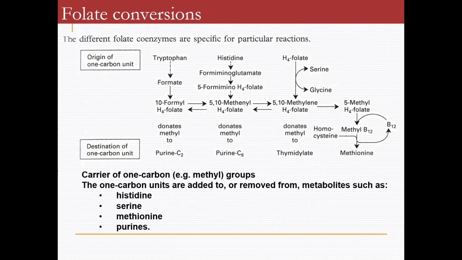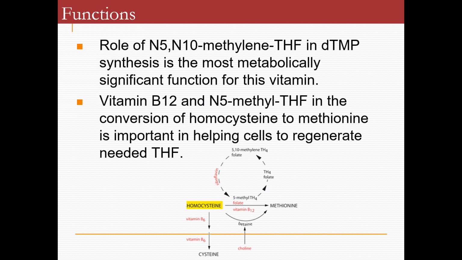So this is called the carrier of one carbon groups, which we will discuss later. The one carbon units are attached to or removed from it, and different metabolites change, like histidine, serine, methionine, purine. The role of N5,N10 methylene tetrahydrofolate in thymidine monophosphate synthesis is the most metabolically significant function for this vitamin. Vitamin B12 and N5 methyl tetrahydrofolate in the conversion of homocysteine to methionine is important in helping cells regenerate tetrahydrofolate.